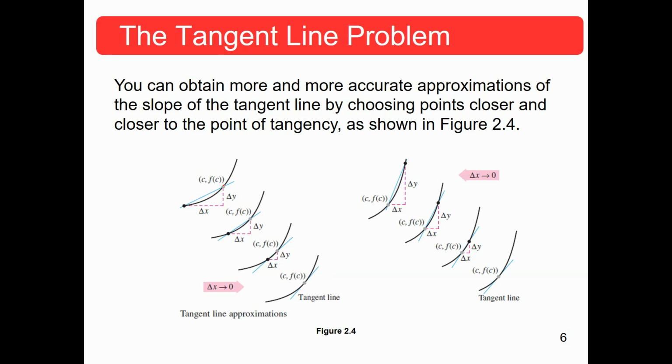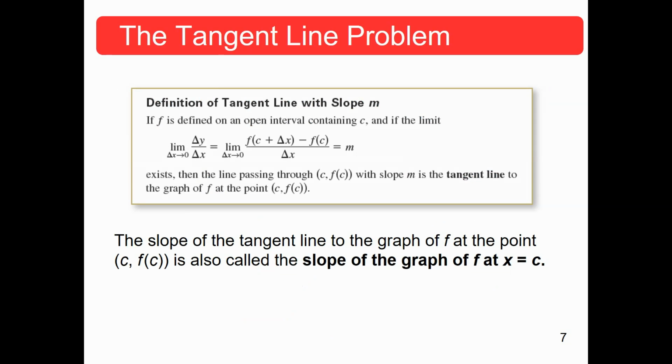Because here, this is the point of tangency. So we're taking our point and we're moving it closer, closer, closer. And notice that that delta x, the amount that we're adding to c, is getting smaller and smaller. Well, at the point of tangency, what's that value of delta x? Yeah, that's 0, right? So this is basically a limiting process where we're taking the limit as delta x approaches 0. So this is how we're going to define the slope of the tangent line, okay?